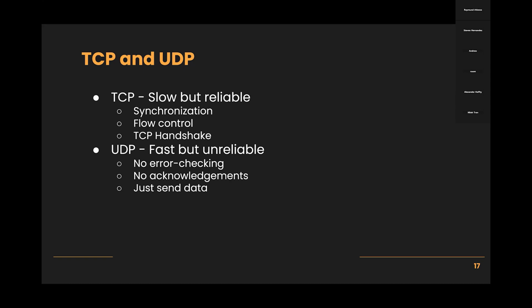UDP is typically fast but unreliable because it has no error checking. It doesn't use acknowledgements, it just keeps throwing data. However, in today's world, as technology is getting better and the networks are more reliable, UDP can be more reliable than TCP because TCP has a lot of overhead and some unnecessary checks.